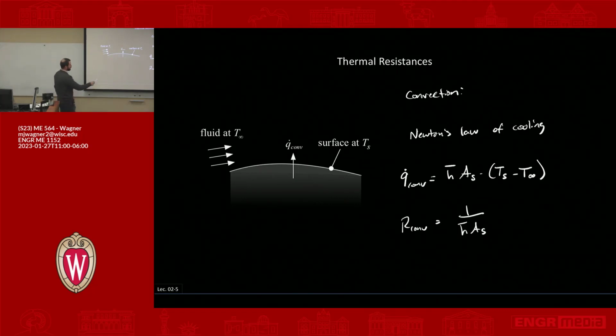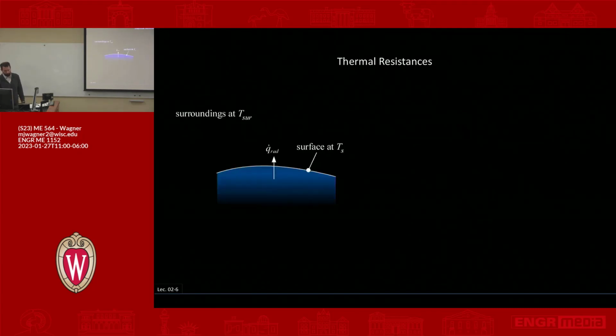AS, again, maybe it's obvious, that's the entire surface area that's exposed to convection. And T infinity is just the surrounding temperature. Okay, let's see. Radiation, you can do something similar. I'm not aware of a fancy name for the radiation resistance equation. But let's write out the rate equation here.